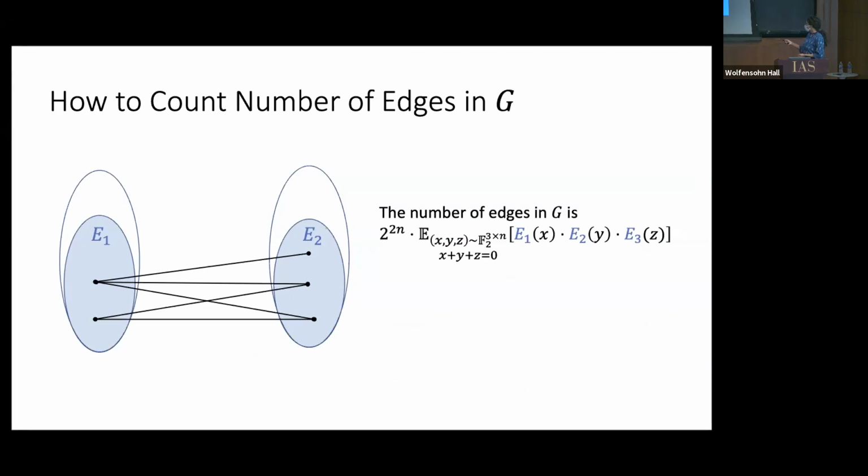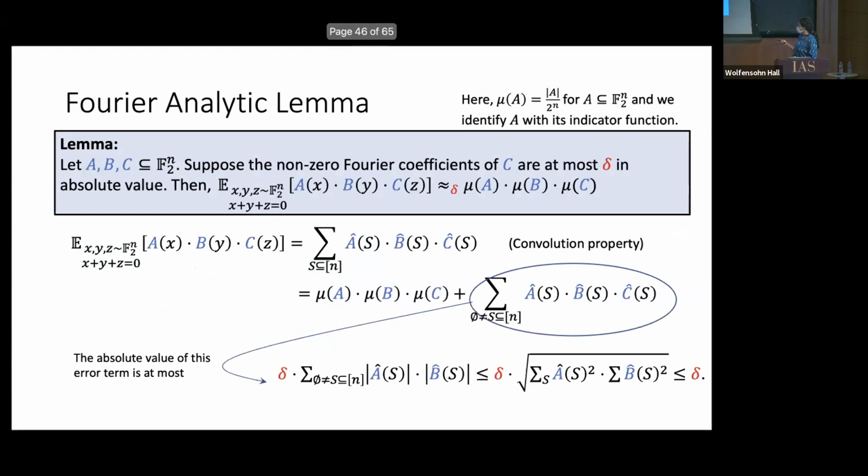Now this lemma allows us to replace this expectation by an expectation over uniformly random points. And this implies that the number of edges is exactly 2 to the 2n times the measure of E1, measure of E2, measure of E3. So this allows us to treat the graph as though it was random in some sense. We use this lemma as well as a higher dimensional version of it, and a variance version of the statement as well, to prove the two inequalities that I mentioned before.